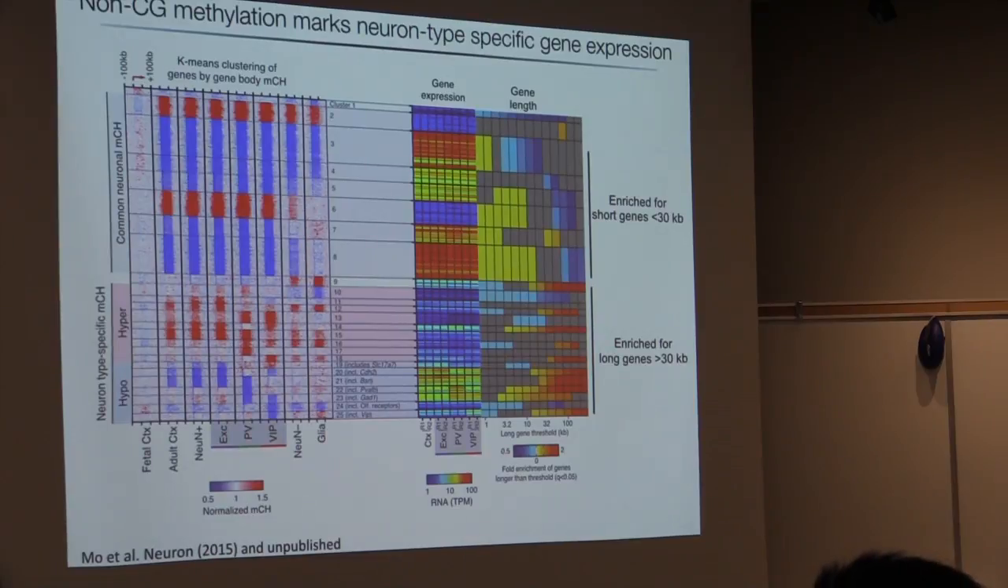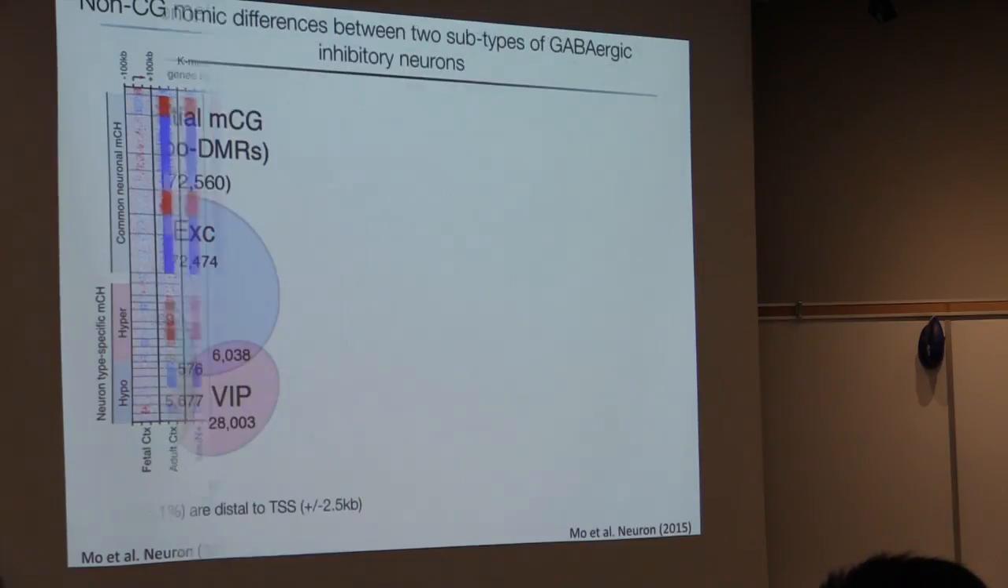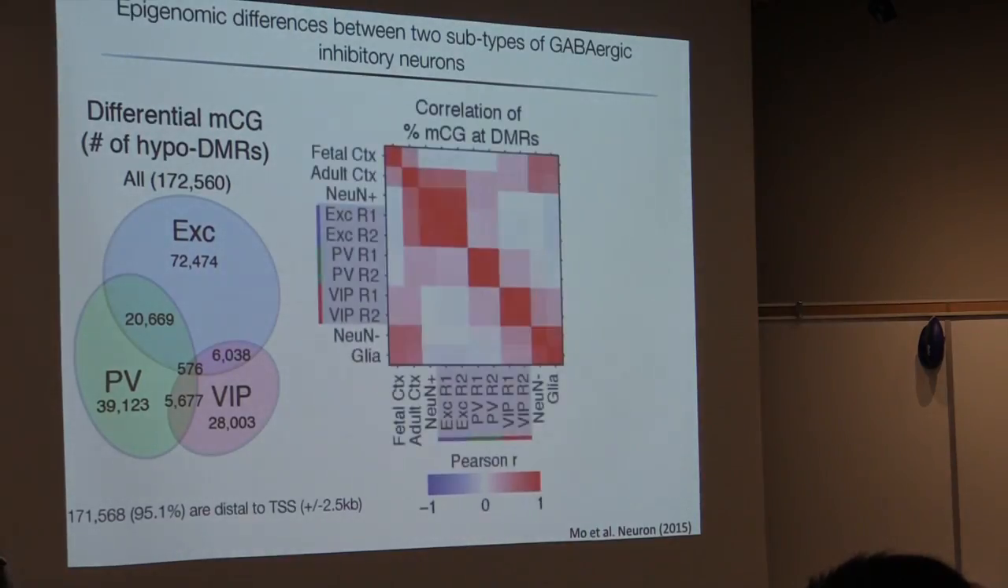When you look at GWAS studies, the genes that you come out with are often in these long genes, but these long genes also seem to have an over-enrichment of non-CG methylation. This is what we're looking at here, non-CG methylation in these long genes. So that's a kind of interesting phenomenon. We're not sure what to make of it.